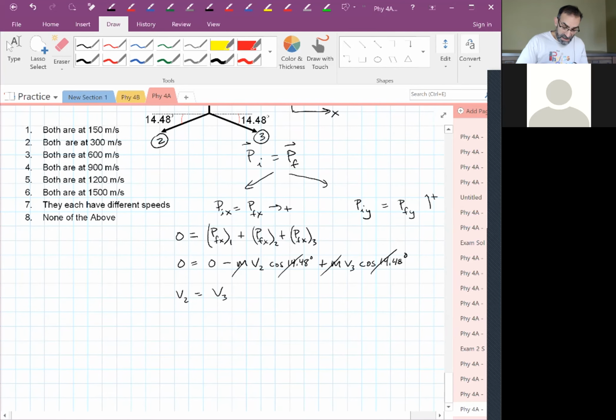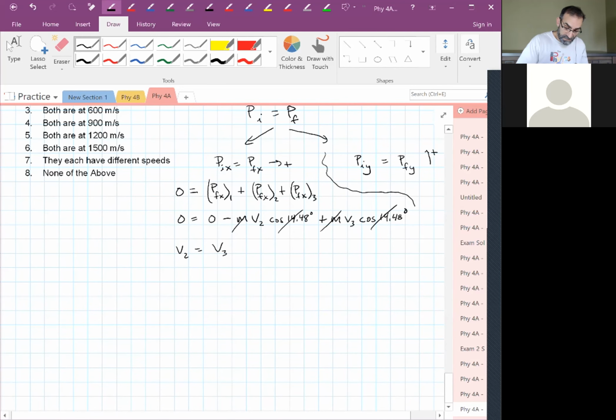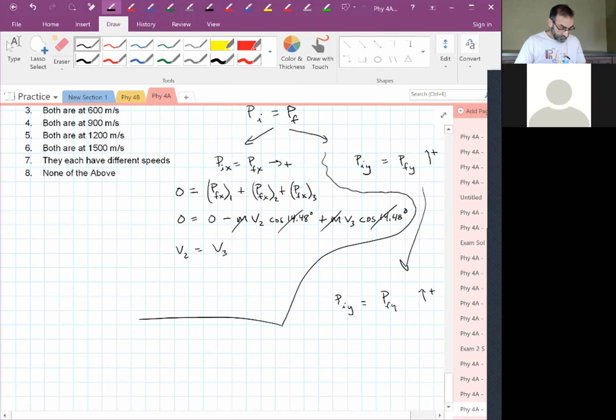Now let's take a look at the momentum in the y direction. Initial momentum in the y direction is 0. Nothing's moving. Then I'll write it out here: we've got the final momentum in the y of object 1, the final momentum in the y of object 2, and the final momentum in the y direction of object 3.